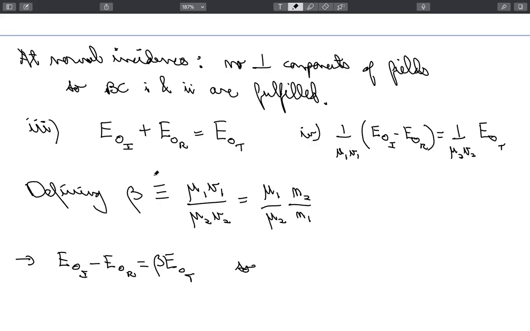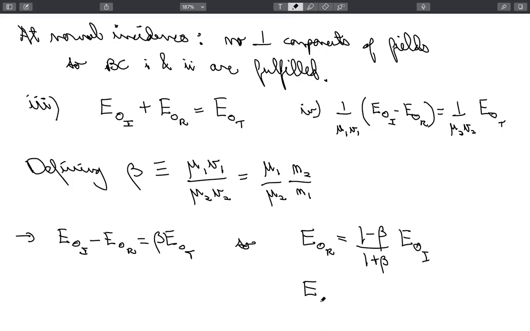And now if I combine this one and this one here, we can rewrite the reflected and transmitted amplitudes in terms of the incident one. The reflected one is just 1 minus beta over 1 plus beta times the incident one. And the transmitted one is just 2 over 1 plus beta times the incident one. So that's quite straightforward, right?